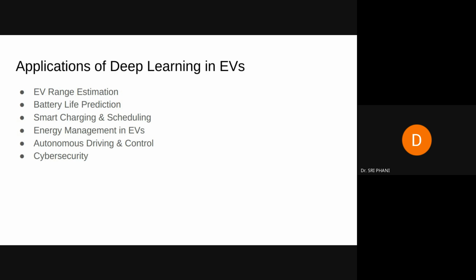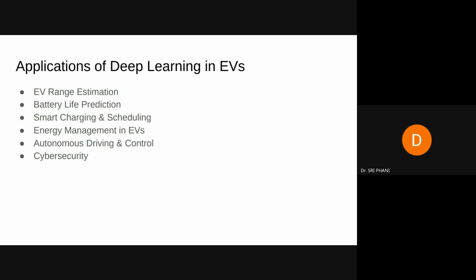Now, looking at certain applications, one is the EV range estimation. Because this is actually one of the biggest stress busters for the users. If I have 1 liter or 2 liters, I know how much I will go in common vehicles. But in an EV, if I have this much SOC, how far can I go? So that is the EV range estimation. I have this much SOC, so these many kilometers I can go.